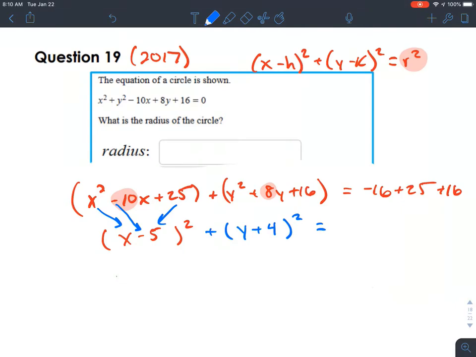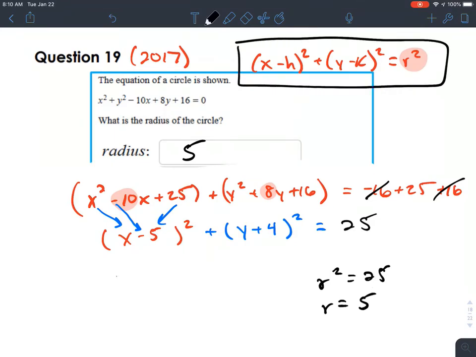The right side of the equation, we got a minus 16 and a plus 16, so we got 25. This is now in the general form of an equation of a circle. R squared is 25, the constant, therefore r is plus or minus 5. This is a radius, so it's positive 5. Radius of the circle is 5. To do this properly, you have to know the general equation of a circle, how to complete the square twice.